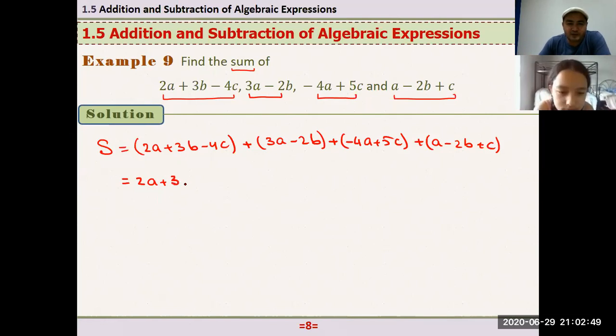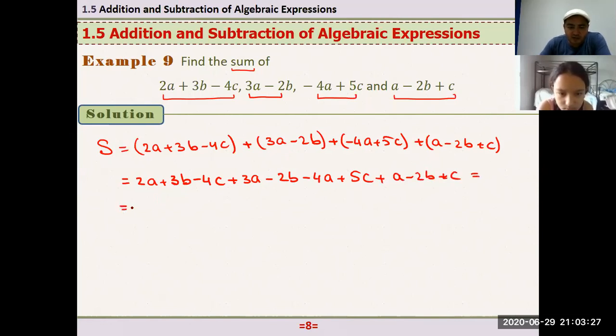2a plus 3b, here minus 4c. Also in front of this plus, so we don't have to change the sign, right? Actually, if we have minus here, at that time we need to change each sign of this term to the opposite sign, right? If it is minus, it becomes plus. If it is plus, it becomes minus. So it is plus, so we don't change anything. Just write itself, 3a minus 2b, and also here it is plus. So here we have plus minus, it is minus 4a, plus plus is just plus 5c. And in a similar way here we have a minus 2b plus c.